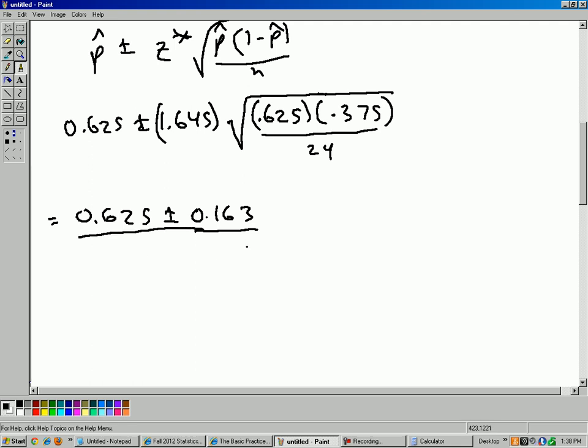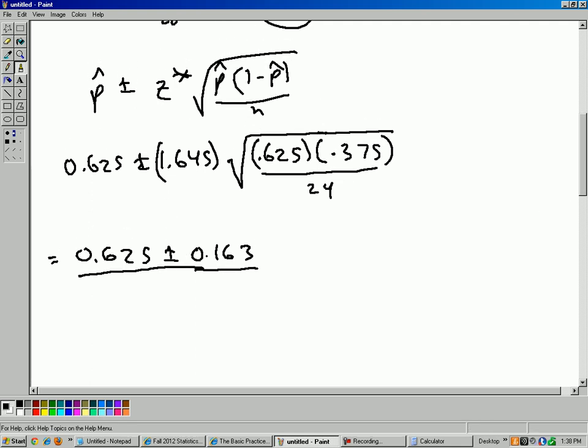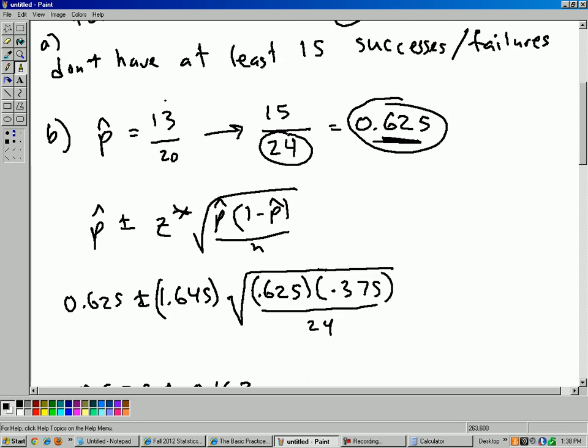And that is it. Now, by the way, when you're doing your homework, if you just use 13 out of 20, although technically it's better to use the plus 4 method in this case, it's okay just to use this number for homework purposes. All right, that is it for this question.